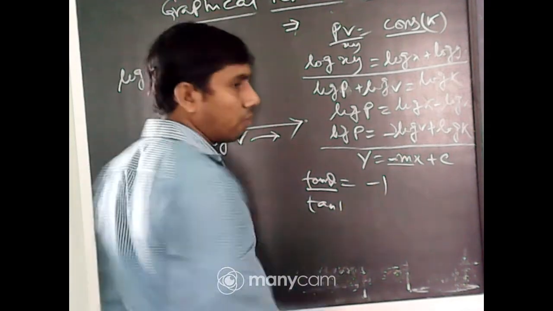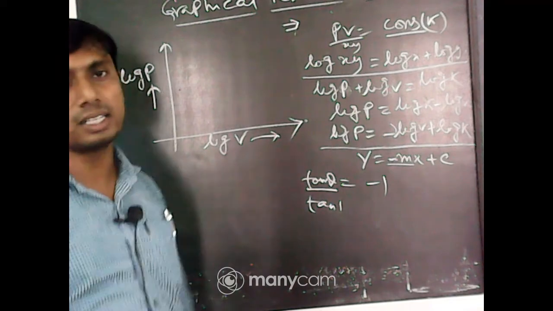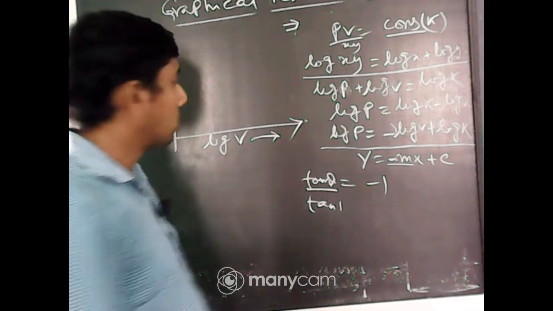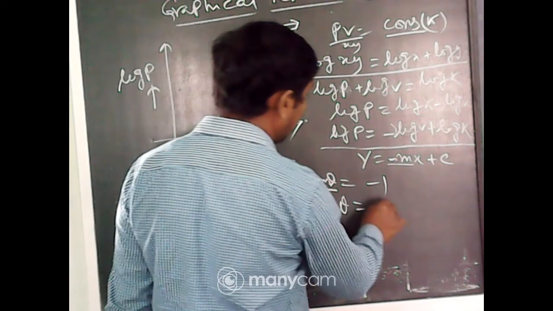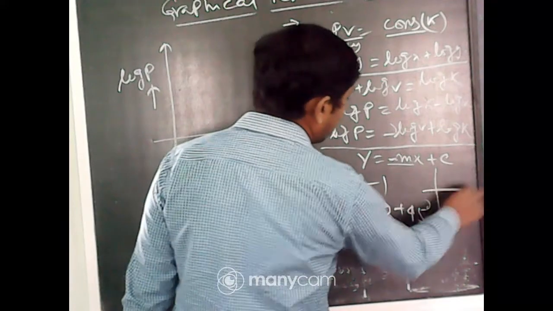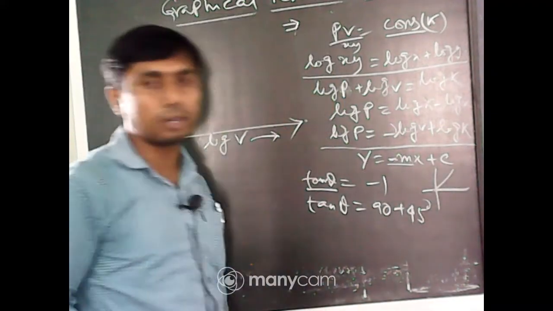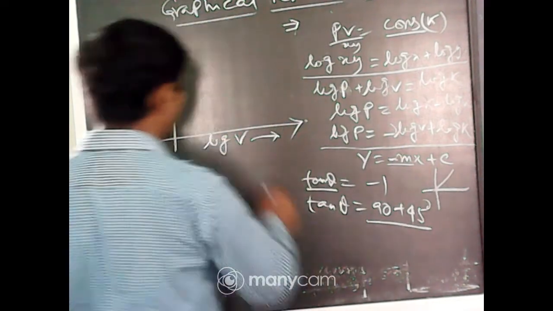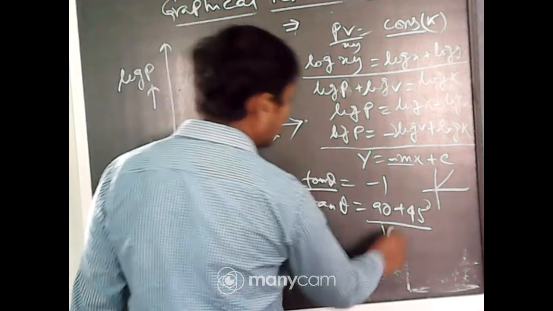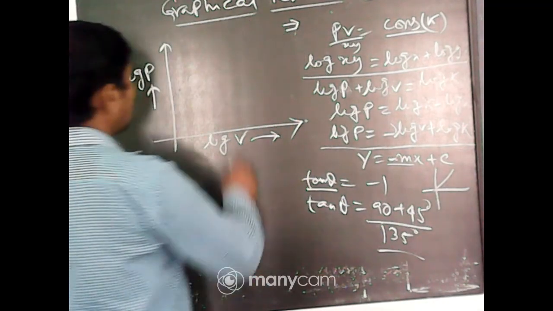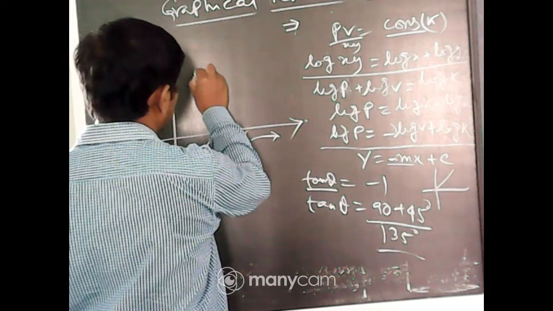It is not in the first quadrant, because all the signs are positive in the first quadrant. So, it will be in the second quadrant. Here theta will be 90 degrees plus 45 degrees, because in the first quadrant tan 45 degrees is equal to 1. So, in the second quadrant it is 135 degrees. This is the angle produced with respect to the x axis.